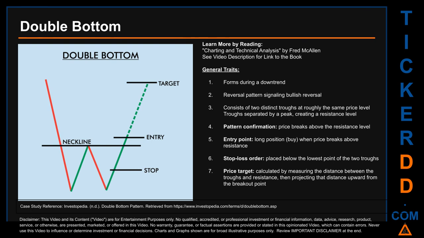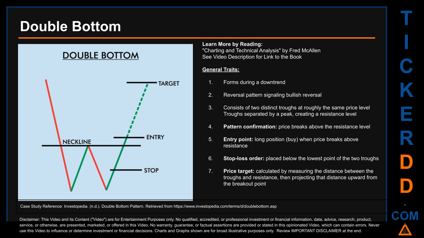The price target for the trade is often calculated by measuring the distance between the resistance level and the lowest point of the bottoms, then projecting that distance upward from the breakout point. In summary, a double bottom is a chart pattern that indicates a potential bullish reversal after a downtrend. It is characterized by two distinct troughs, both occurring at roughly the same price level, and a horizontal resistance level connecting the peaks between the troughs. Traders use this pattern to identify potential buying opportunities when the price breaks out above the resistance level.